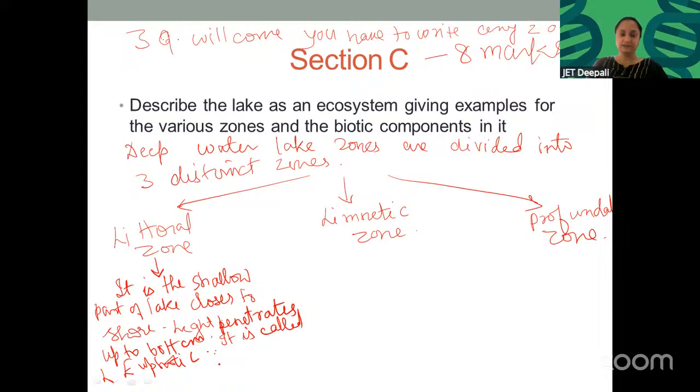Rich vegetation, rate of photosynthesis high, rich in oxygen. Okay, this is about the littoral zone.